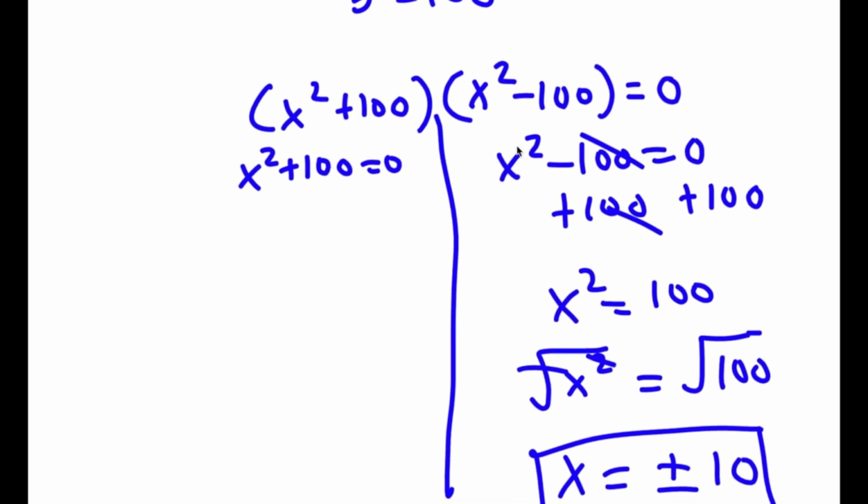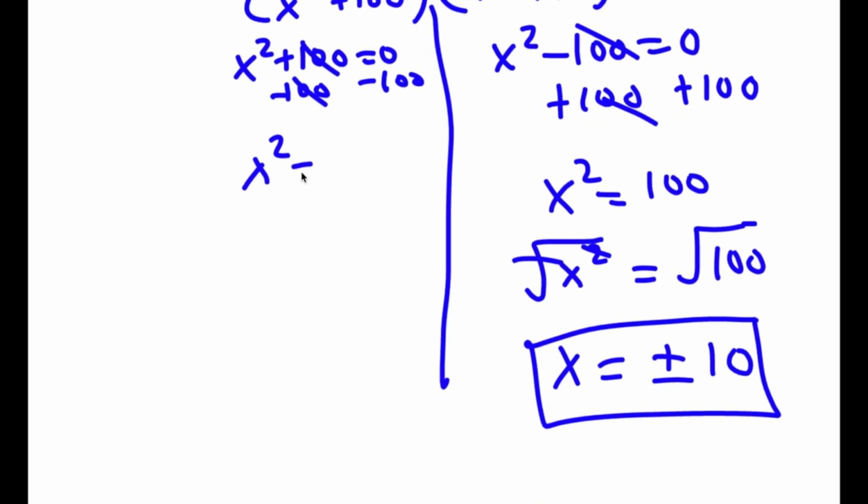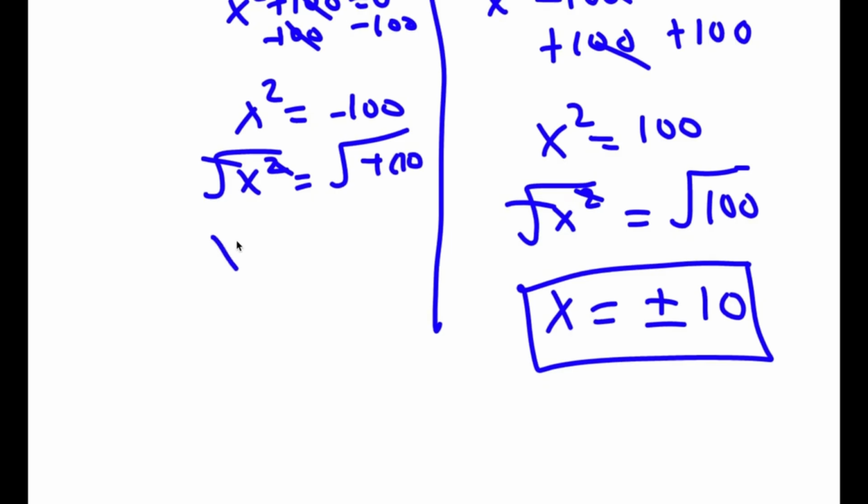Now, for our two other solutions, for x squared plus 100 equals 0, I'm going to first start by subtracting 100 on both sides. So then these two cancel out, left with x squared is equal to negative 100. Now I can take the square root on both sides. So then these two cancel out, left with x is equal to the square root of negative 100.